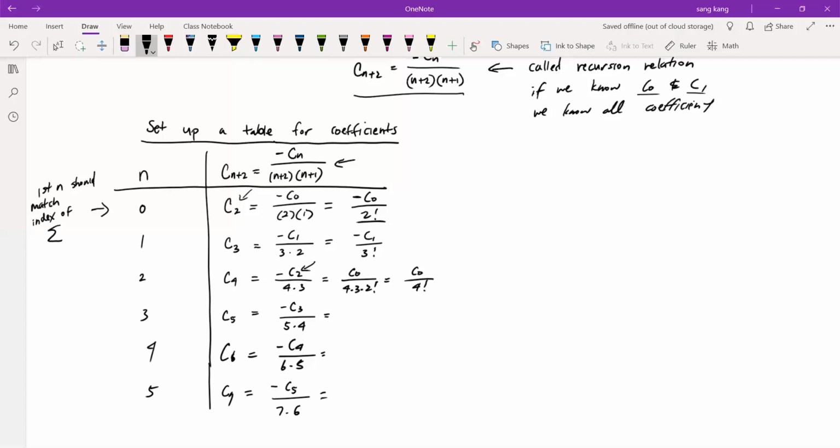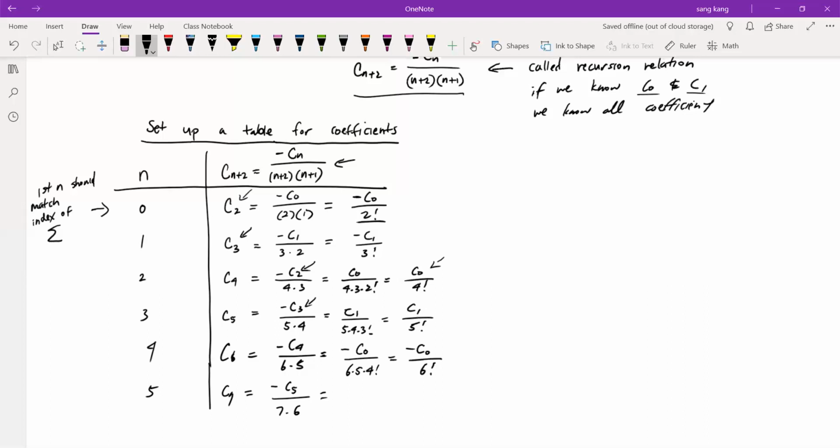I can do the same thing for C5, which has this C3 term in it, and that's found here. So we can plug that in. So negative minus would be C1 over 5 times 4 times 3 factorial. So this will give us C1 over 5 factorial. And then again, we can do these for the rest of these. C4 is this guy here, C naught over 4 factorial. So this would be minus C naught over 6 times 5 times 4 factorial. So C naught over 6 factorial.